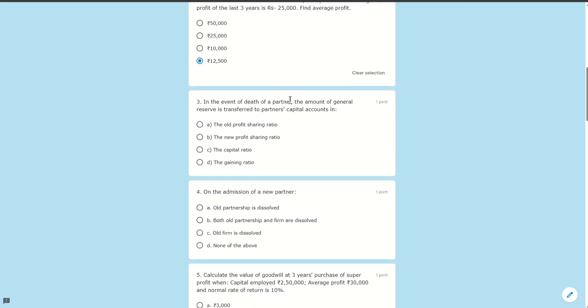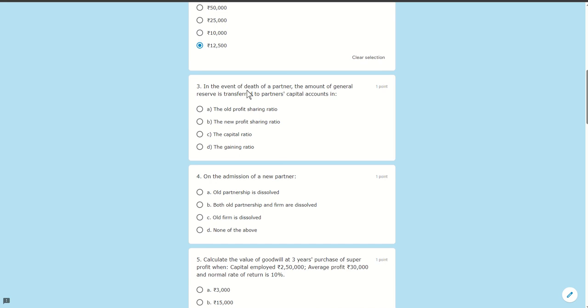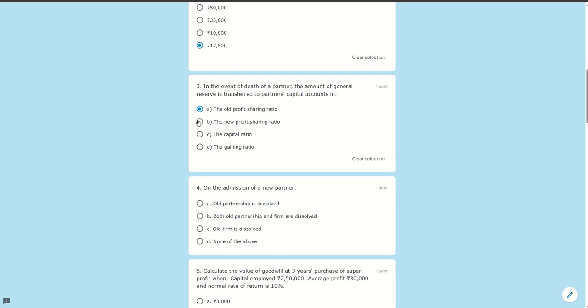That's the answer. Point number three, in the event of a death of a partner, the amount of general reserve is transferred to partner's capital account in the old profit sharing ratio, right? There is no other treatment. If there is any general reserve which is carried forward, which is retained in the balance sheet, not distributed, then things are different. However, in a normal event, the old profit sharing ratio is used to distribute the general reserve.